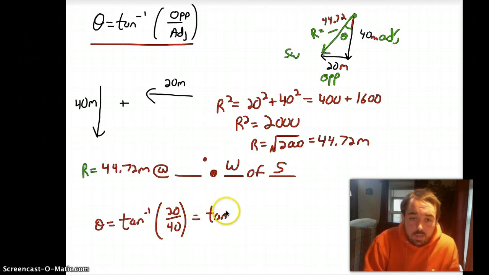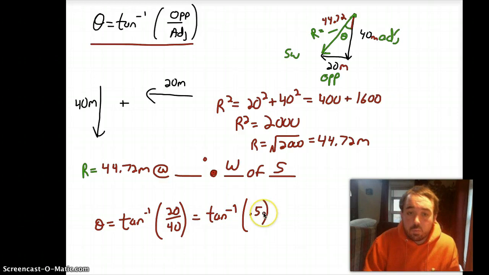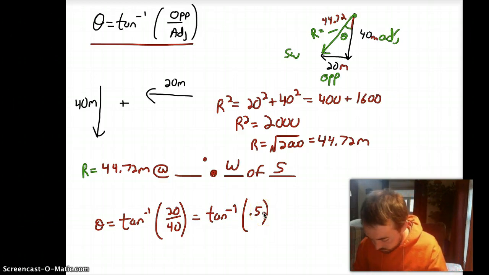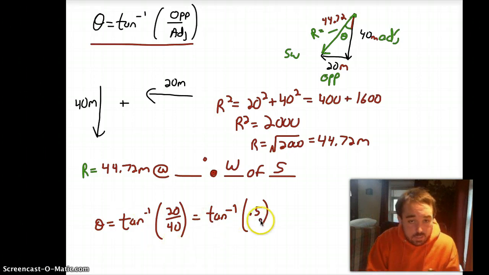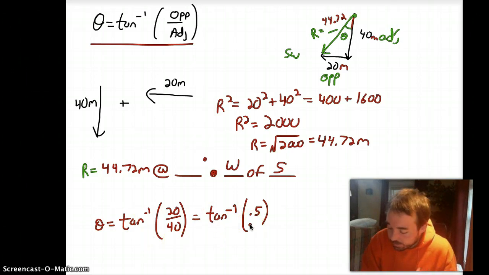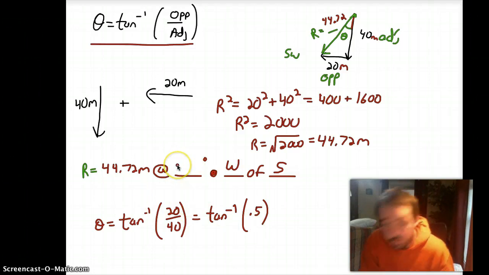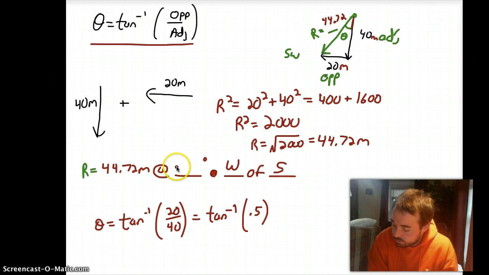So I can simplify that. You don't have to. You can put that right into your calculator just like this, as the inverse tangent of 0.5. So on my calculator, I have to do 0.5, then inverse tangent. Some of you will type it into your calculator just like that. Depends on the calculator. And when I do that, I got an angle, making sure you're in degree mode, of 26.565. So we'll call that 26.57 degrees west of south.